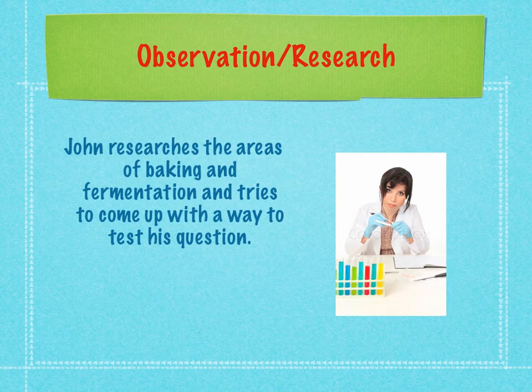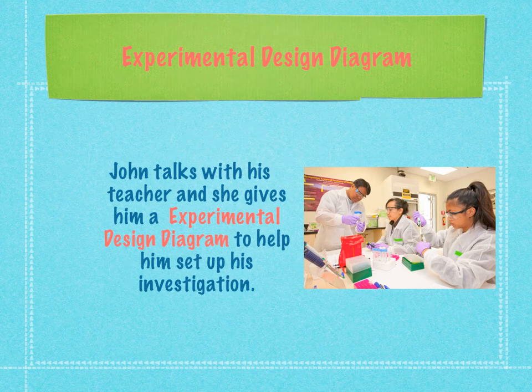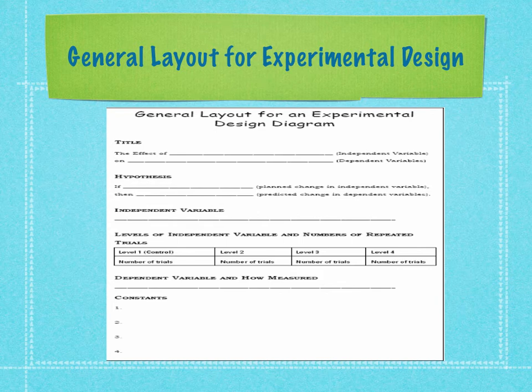So John now does some research on baking and fermentation and comes up with a way that he could possibly test this question. He keeps all of his information on this particular topic in his journal, and you're going to keep yours in your graphing composition notebook. So at this time, many scientists use what's called an experimental design diagram. You can get one of these if you would like. I can put the link on the blog if it's something that many of you feel that you would need. But quite frankly, I think just following the steps and writing it out yourself, you'll be organized enough in your composition notebook.